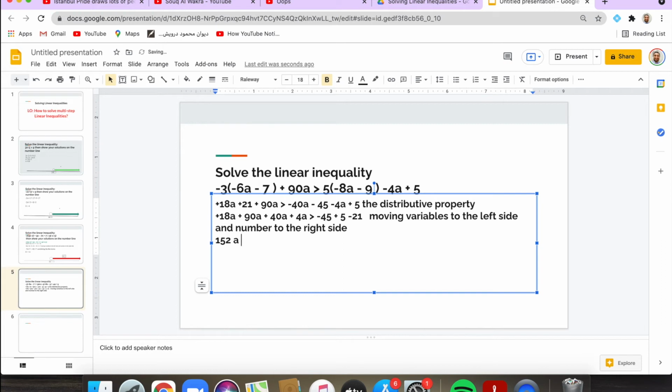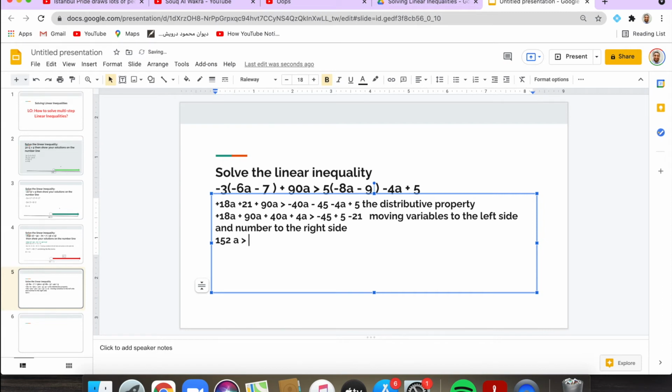If you cannot do that, hold the calculator and write 18 plus 90 plus 40 plus 4, it will give you 152. Then write a on it. Here, don't write a on the calculator. You cannot. Just write the numbers, then when you finish, write the final answer here with a next to it.